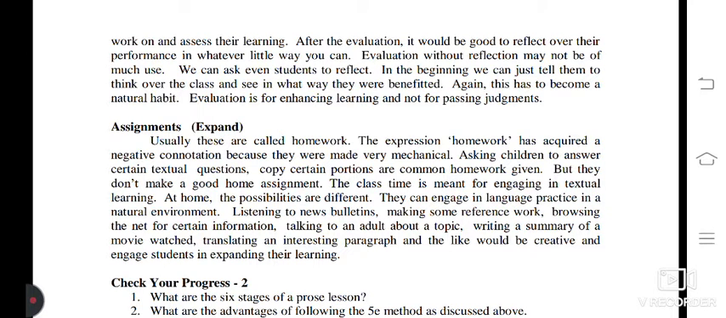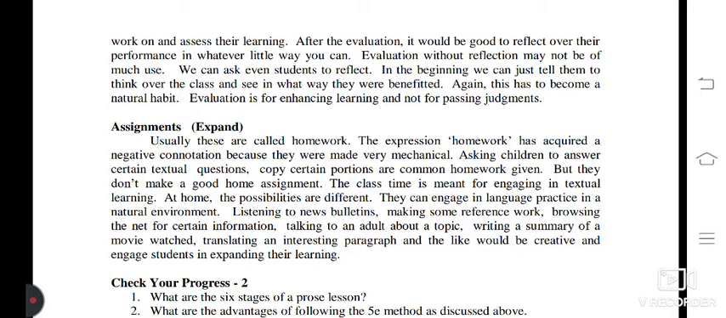The expression homework has acquired a negative connotation nowadays because it was made very mechanical. Asking children to answer certain textual questions or copy certain portions, the common homework nowadays, does not make a good home assignment. The class time is meant for engaging in textual learning. At home, the possibilities are different.